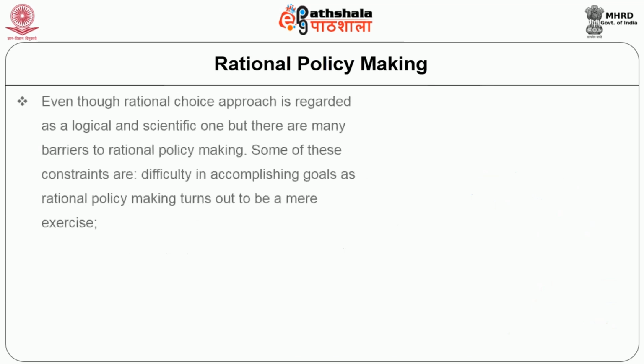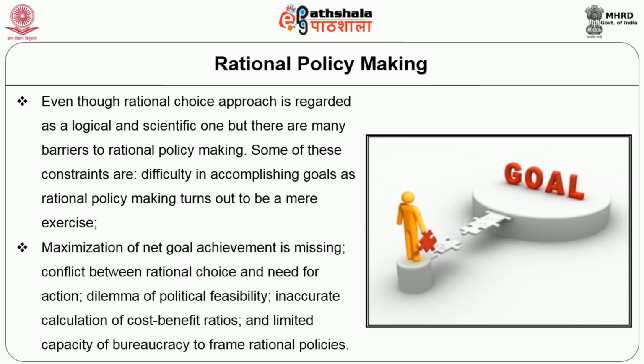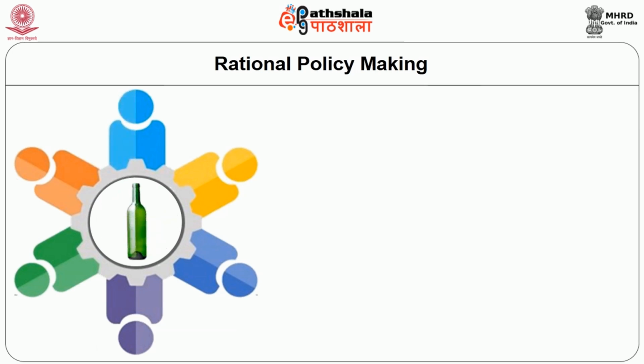Even though the rational choice approach is regarded as a logical and scientific one, there are many barriers to achieving rationality in policy making. Some of these include difficulty in accomplishing goals, as rational policy making turns out to be a mere exercise. Maximization of net goal achievement is missing. Conflict between rational choice and the need for action. Dilemma of political feasibility, inaccurate calculation of cost-benefit ratios, and limited capacity of bureaucracy to frame rational policies as such.